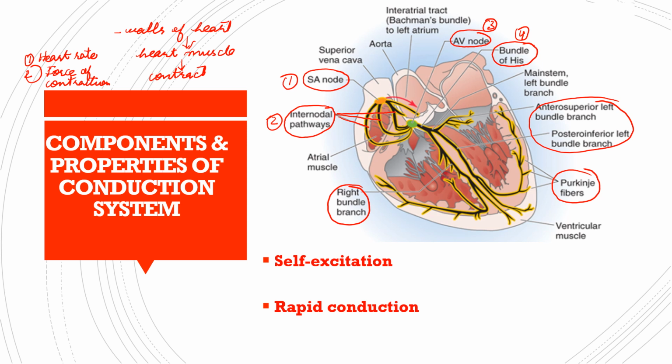The conduction system has two very important capabilities. Number one, the self-excitation. It means that the cells of conduction system are capable of spontaneous generation of impulses.